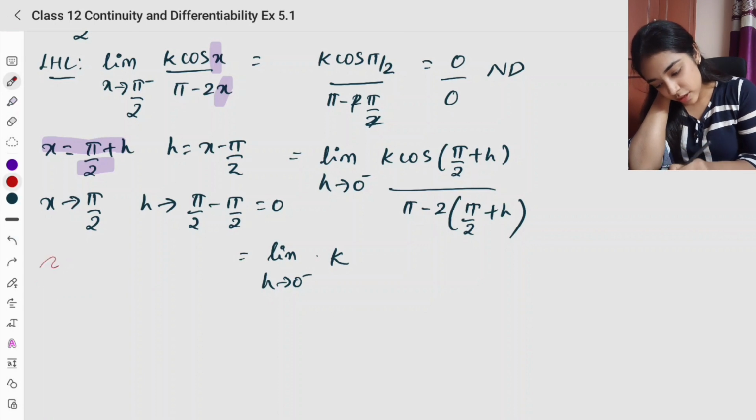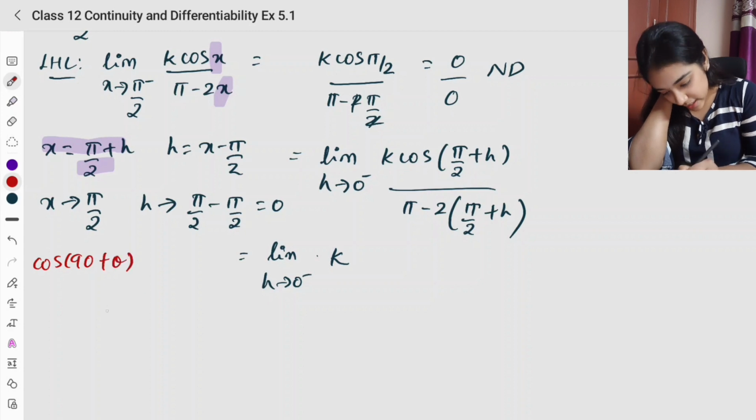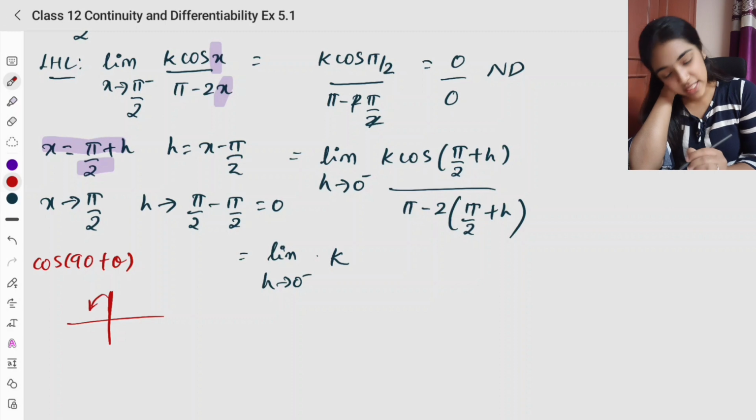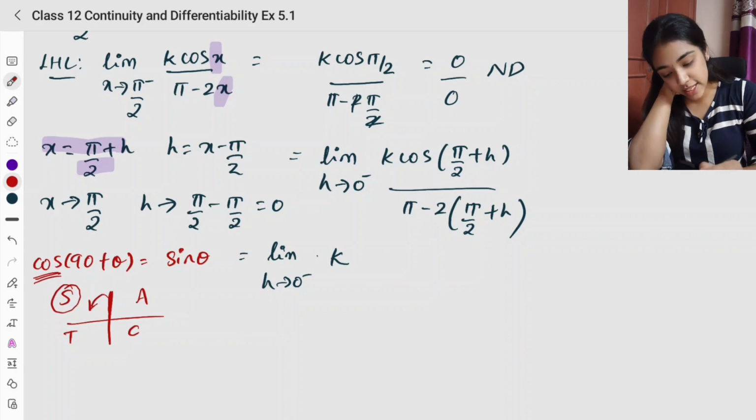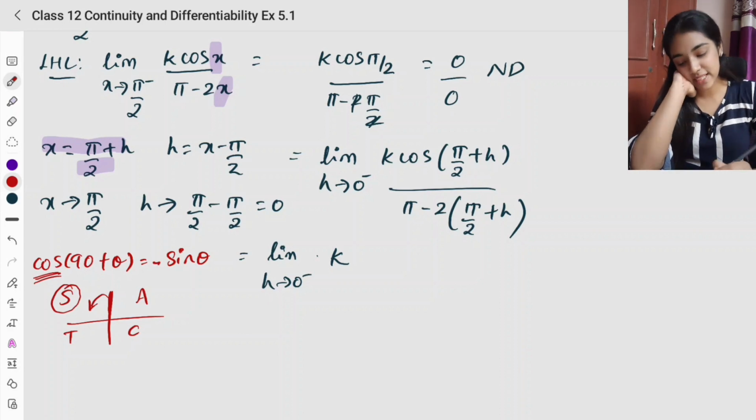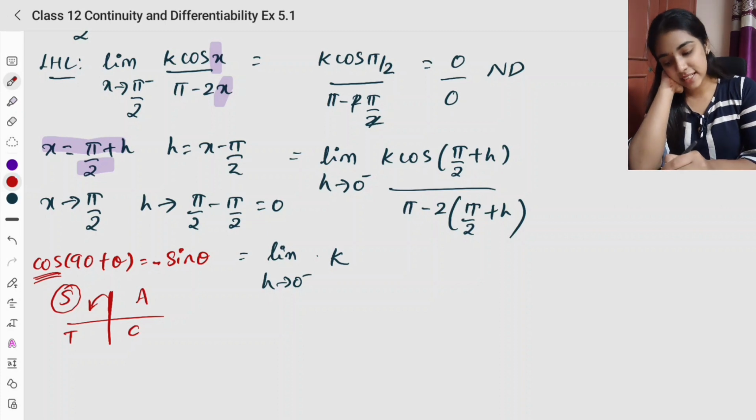So I have cos 90 plus theta. Cos 90 plus theta is in which quadrant? This is my 90 line. 90 plus theta means we are in the second quadrant. So it is all silver tea cups. Cos of 90 plus theta is going to be sin theta, but when we are dealing with cos, only sin is positive in the second quadrant. Cos is negative, correct? So it is going to be minus sin theta.